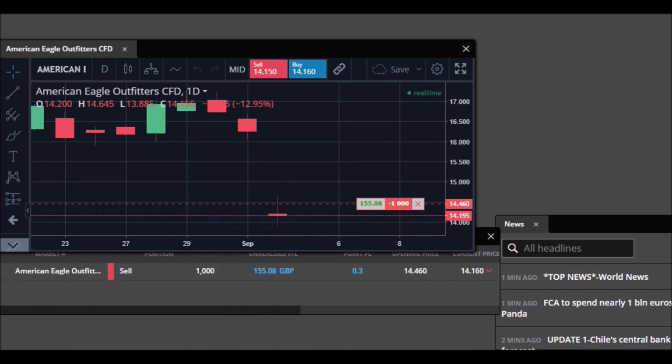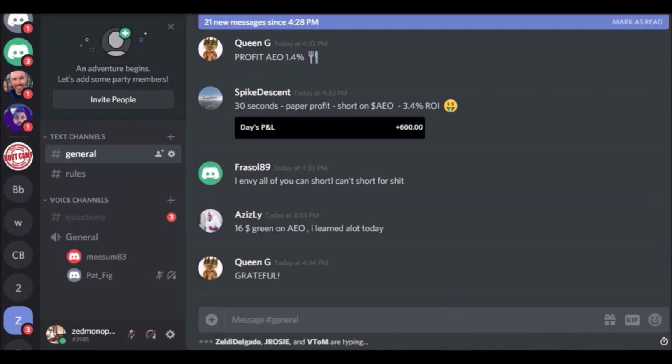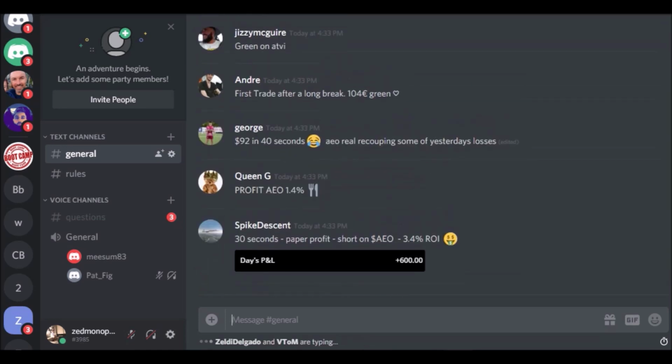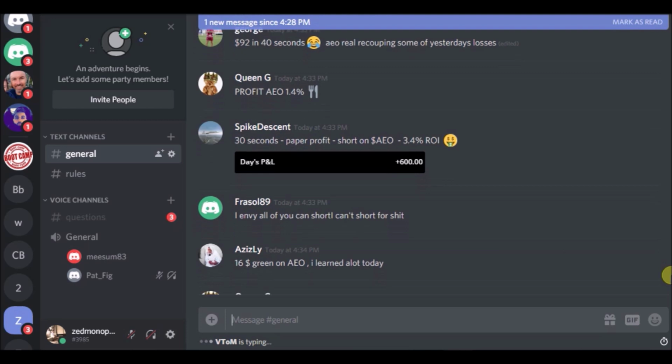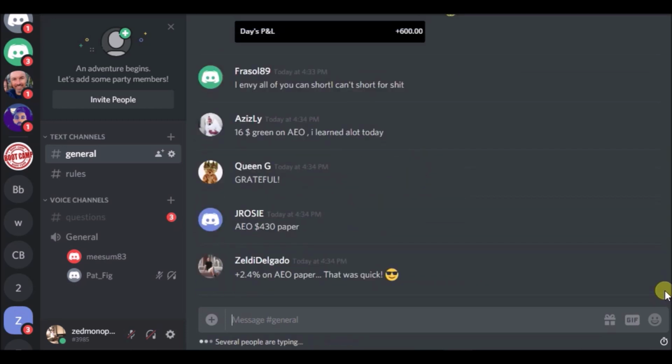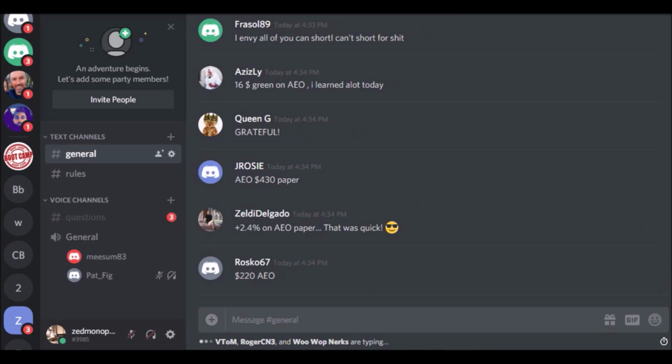While this platform updates, let me show you the Discord chat. Look at these guys, absolutely killing it, absolutely murdering this stock. There you go, guys. Beautiful, beautiful, beautiful. This is a beautiful trade. It's only 4 minutes into the stock market opening.